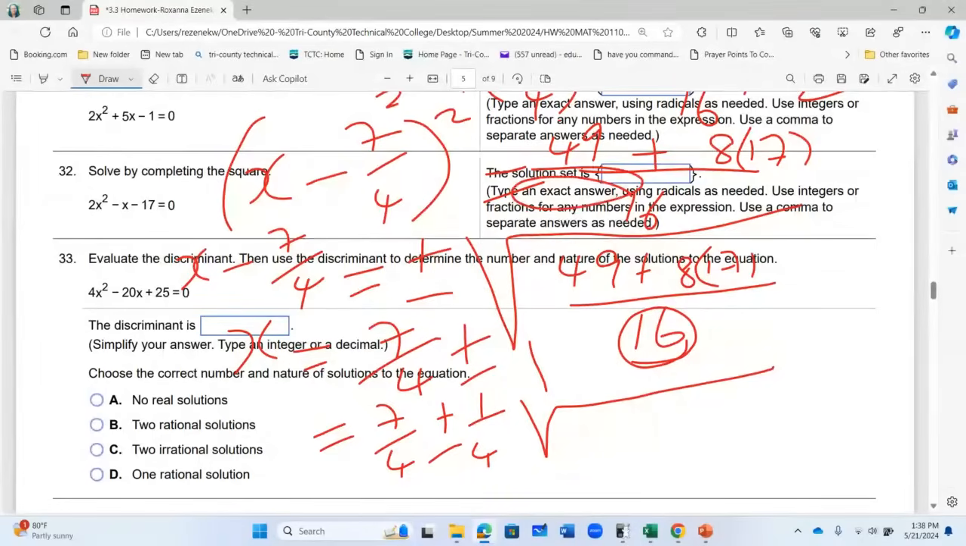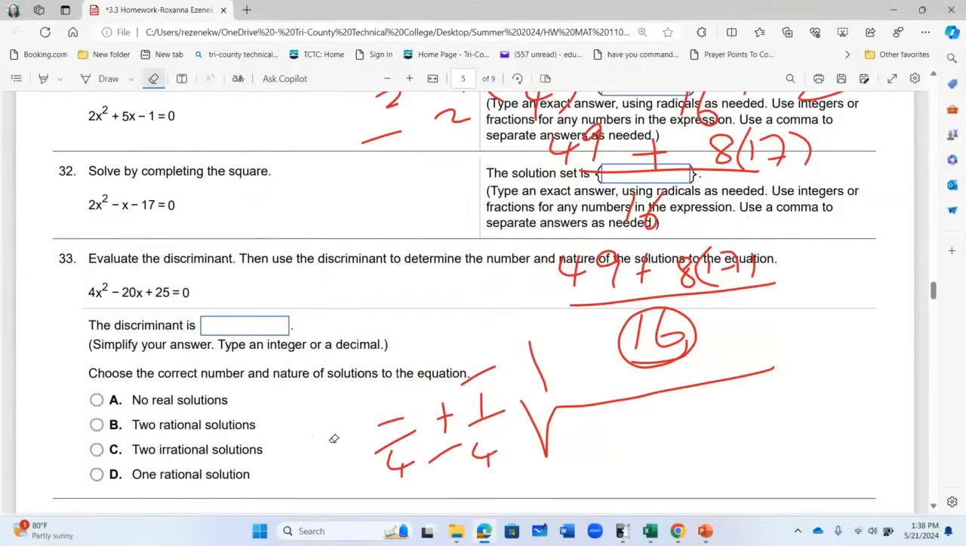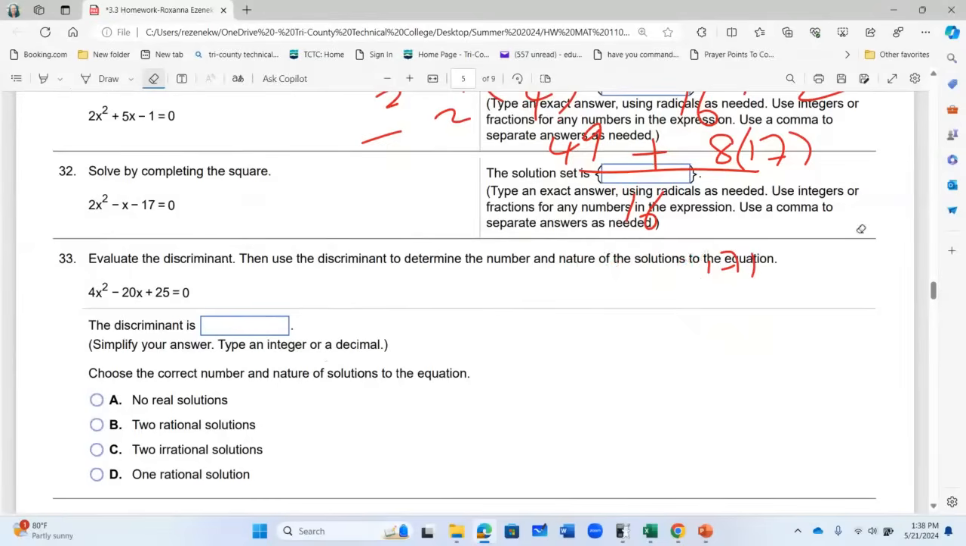All right. So number 33 says evaluate the discriminant. So this time the question is about the discriminant. And if we know what the discriminant is, then they're asking us if the discriminant is equal to 0, what does it mean in the equation? If it is greater than 0, what does it mean? If it is less than 0, what does it mean?